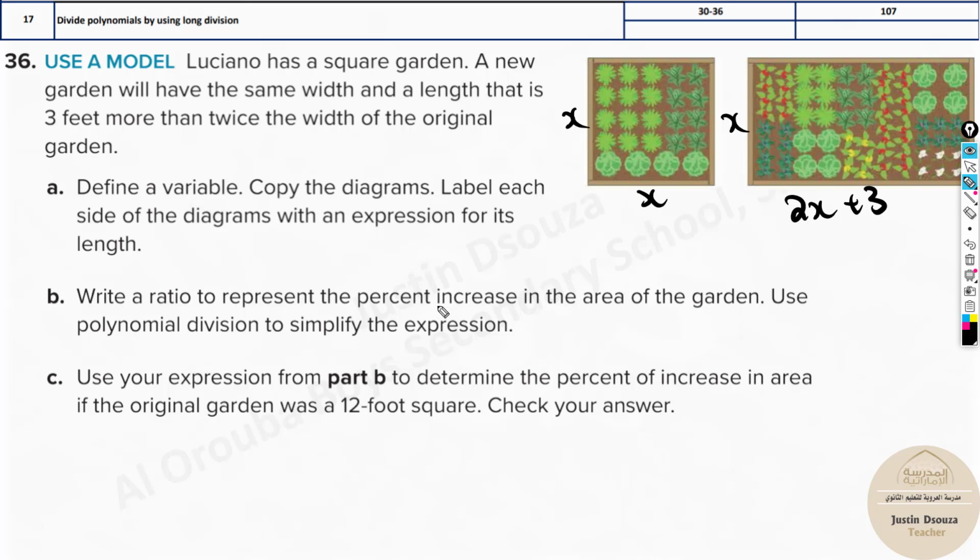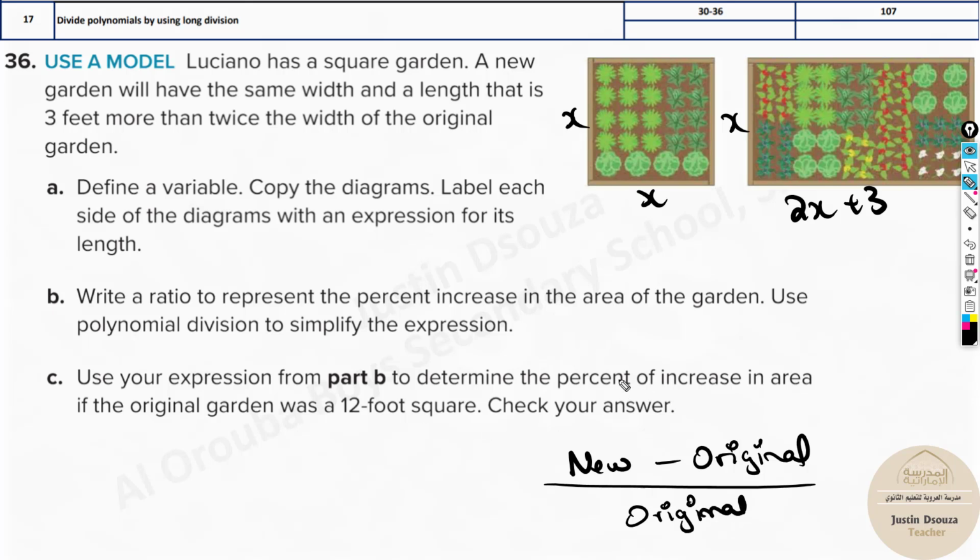Write a ratio to represent the percent increase in area of the garden. Use the polynomial division to simplify the expression. So percent increase is basically the new value minus the original value, divided by the original, always division by original. This is the percent increase because we're finding the increase, right? How much is the increase, multiplied by 100 to get the percentage. This is the formula.